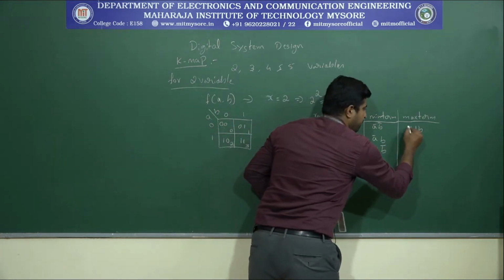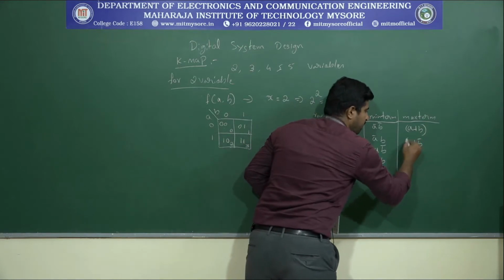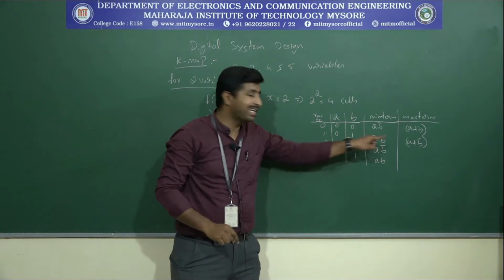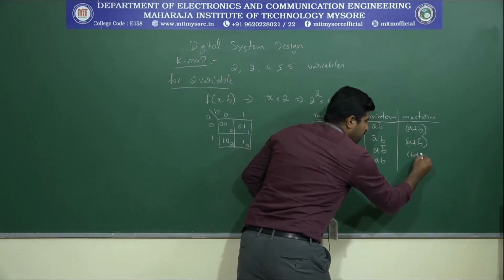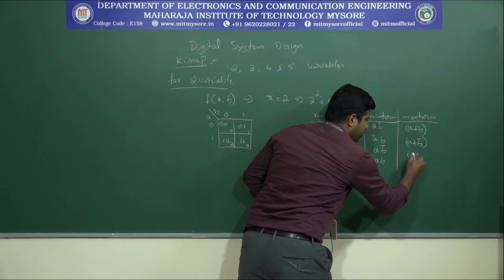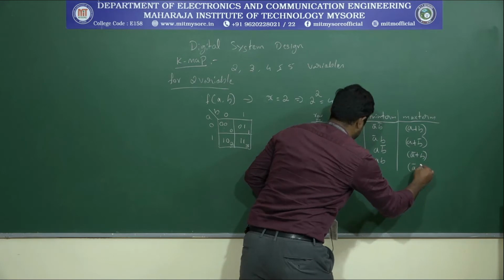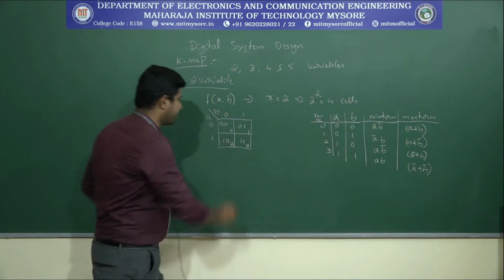Similarly, what are the max terms here? A plus B, next is A plus B bar. Hope you know that in max terms when we have a 1 we need to take a complement. So that means for 1 0, A bar plus B, and next A bar plus B bar. That is what it is here actually.